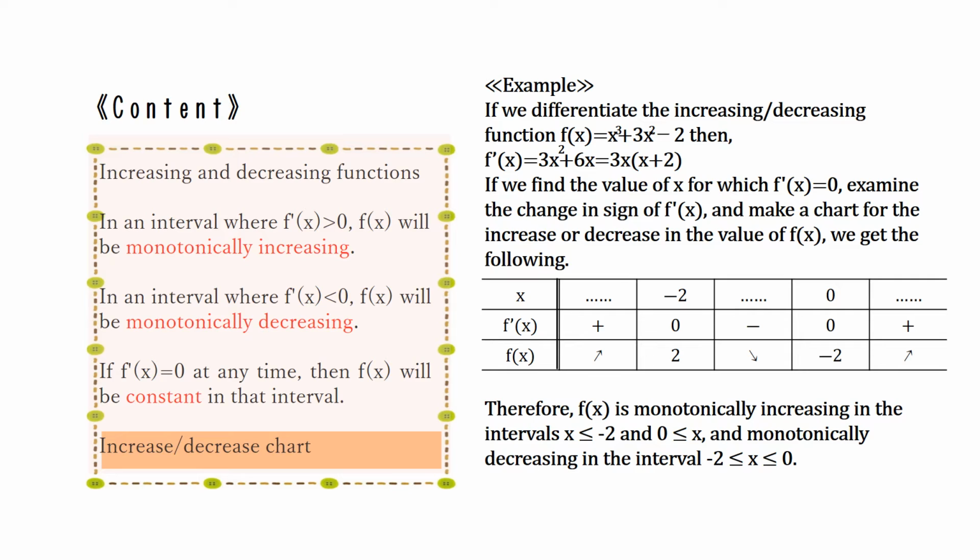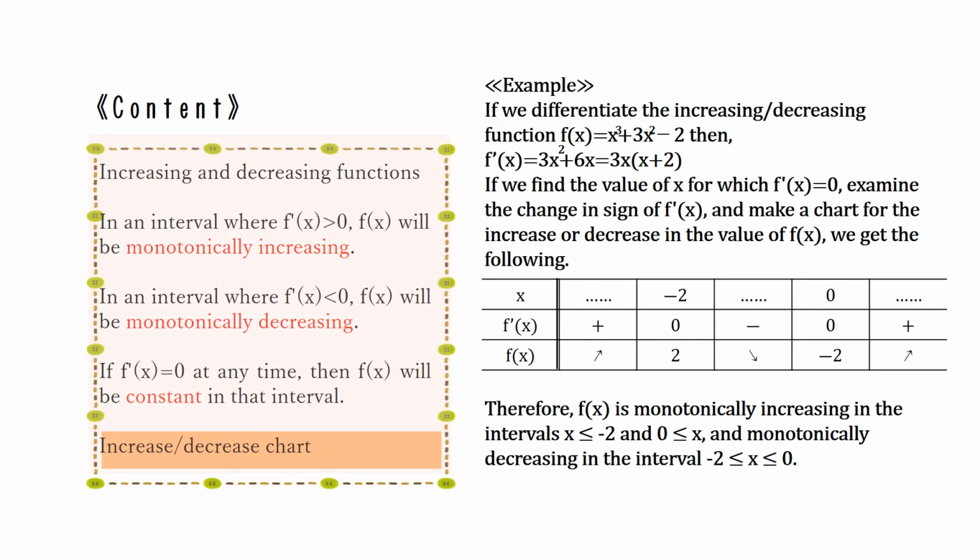2). If we find the value of x at which f prime of x equals 0 and examine the change in sign of f prime of x, we get the following increase and decrease table for f of x. The table shows the increases and decreases as follows.